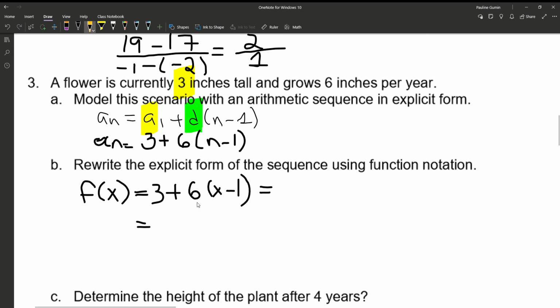I have a 6 in front of parentheses, which means I've got to distribute that 6. Well, the 3 stays as it is because there's nothing in front of it. 6 times x gives us 6x. 6 times -1, -6. The last step I have here is combining some like terms. This 3 and this -6 both do not have x's, so I can combine them. So I am left with 6x minus 3.